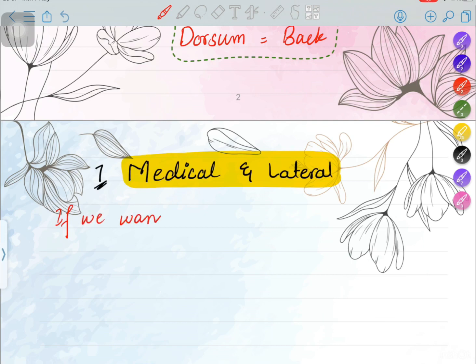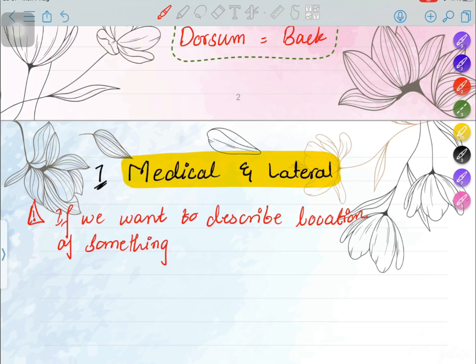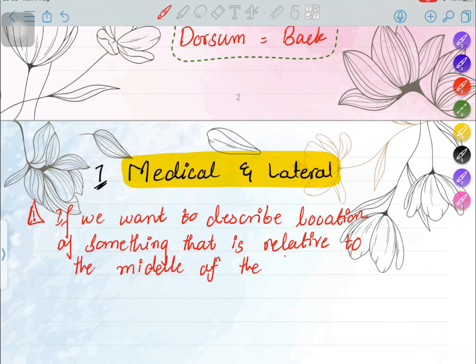Before that, just keep this thing in mind: if we want to describe the location of something that is relative to the middle of the body. If I want to talk about any part of the body, but make a reference to the middle of the body, I have to dissect my body from above to below with an imaginary line into two parts, from my head till my toes. So medial and lateral terms are used when we want to describe a location of something that is relative to the middle of the body.